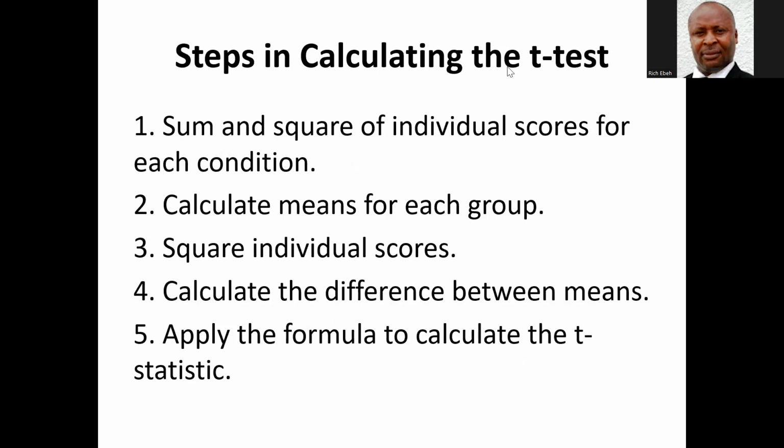Then what are the steps in calculating the t-test? There are five major steps. You sum and square the individual scores for each condition. Then you calculate the means for each group. Then you square the individual scores and calculate the difference between means.